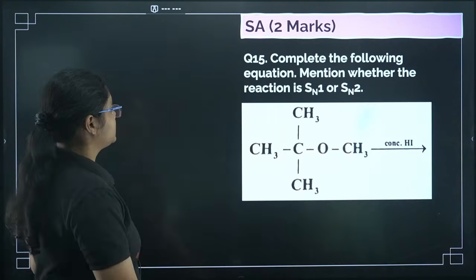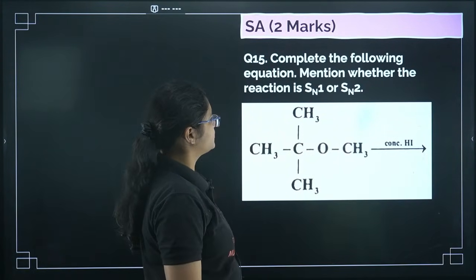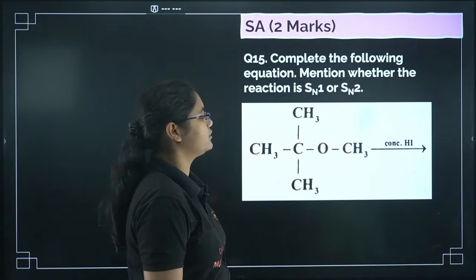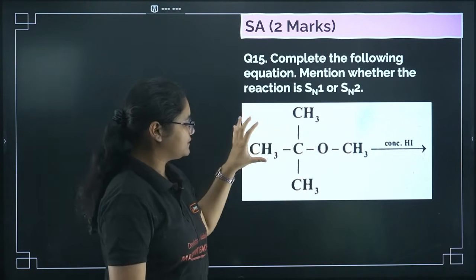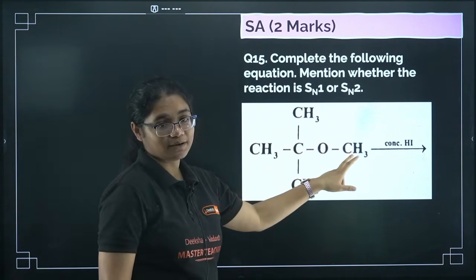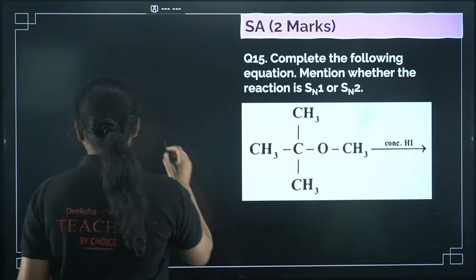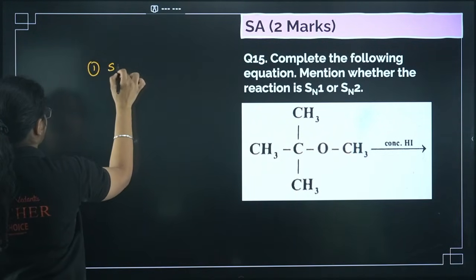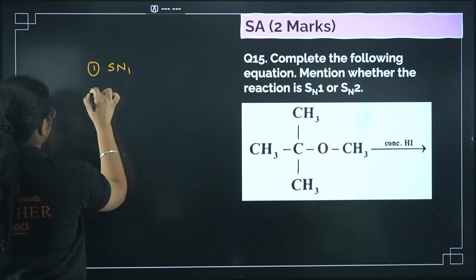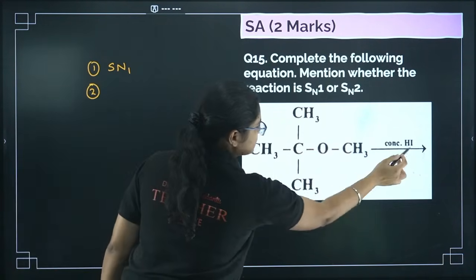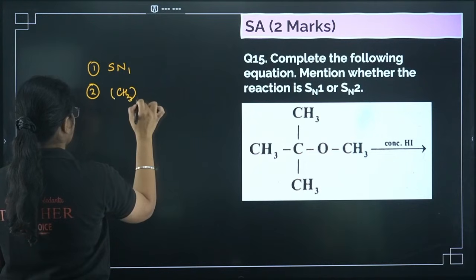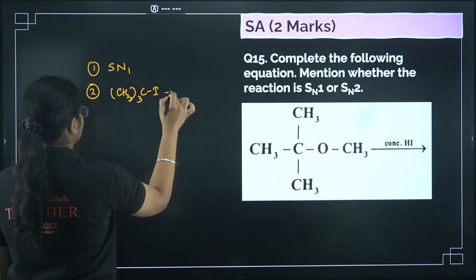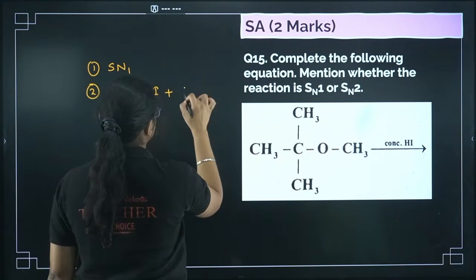Okay. Next, we'll have: complete the following equation and mention whether the reaction is SN1 or SN2. So I've completely explained to you the cleavage by HI. You have seen one side there is tertiary, one side primary. If one side is tertiary and one side primary, then which mechanism will be followed? SN1 mechanism will be followed. Next, the I minus will attack as the nucleophile. So I will get the product here, (CH3)3CI plus this one is CH3OH.